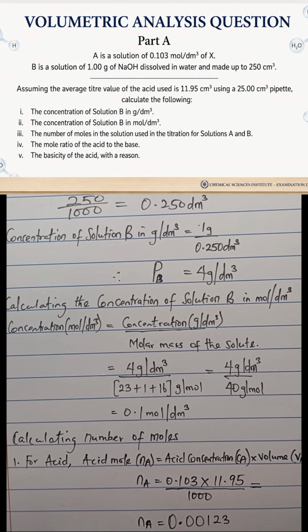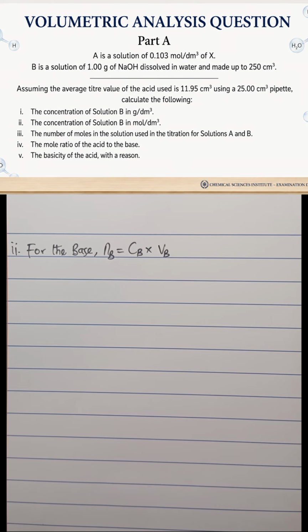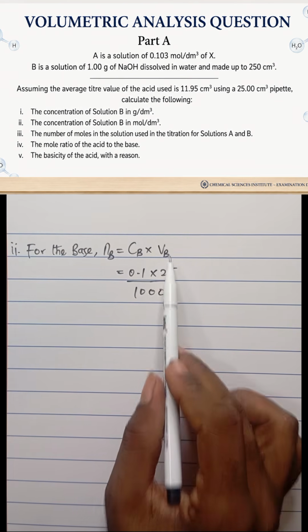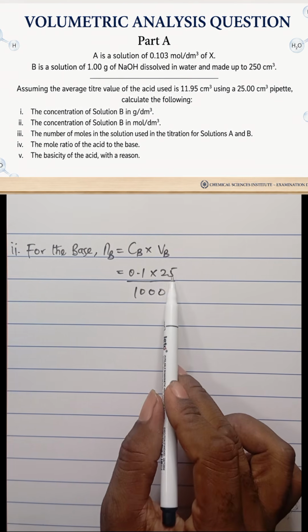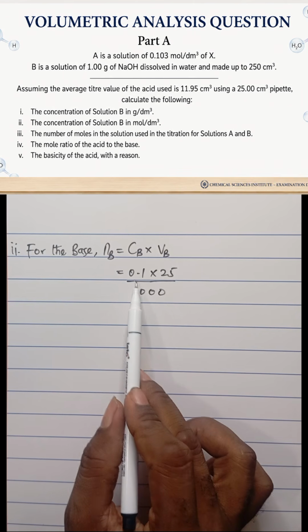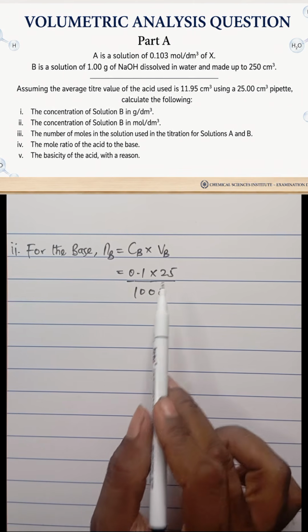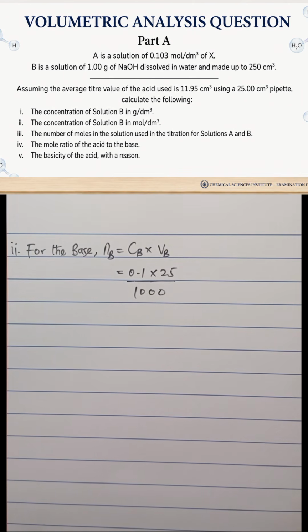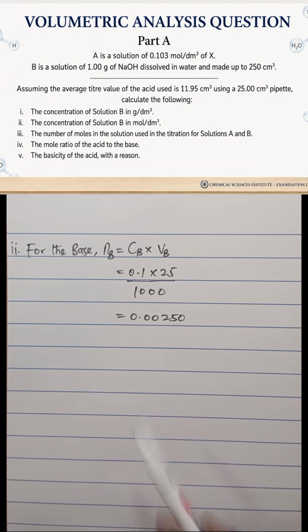So what about that of the base, the Nb? For the base, we have Nb equals Cb times Vb. So let's insert the values. The 0.1 comes from here. We divide it by 1000 because this is in centimeter cube and this is mole per dm cube, so we need to make them the same unit, and that is why I'm dividing by 1000. You may wonder why I put this 0 here. This 0 is because I am using 3 significant figures.